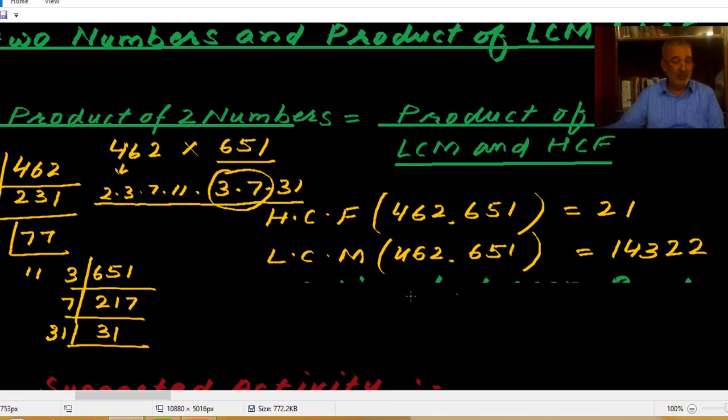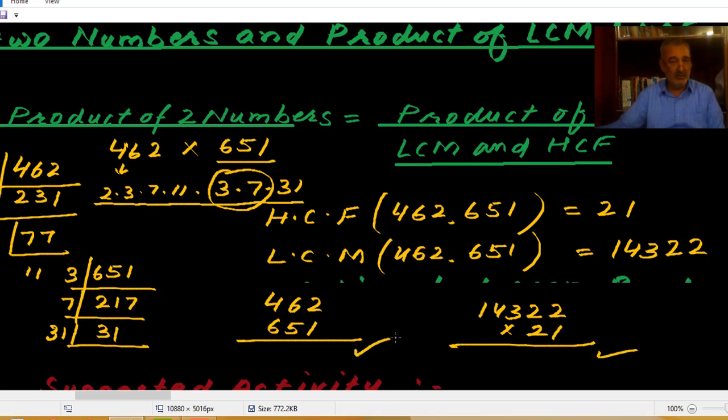Simply, you can do one more thing. Multiply 462 and 651 on a separate sheet, and 14,322 and 21 on a separate sheet, and check it yourself.